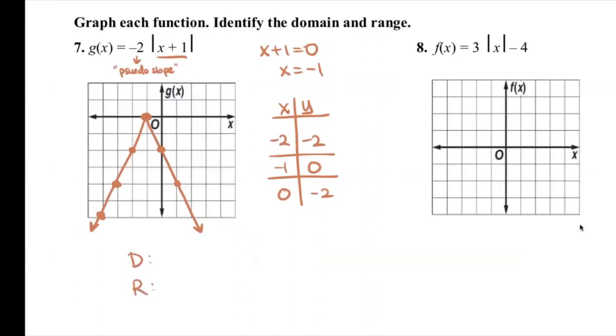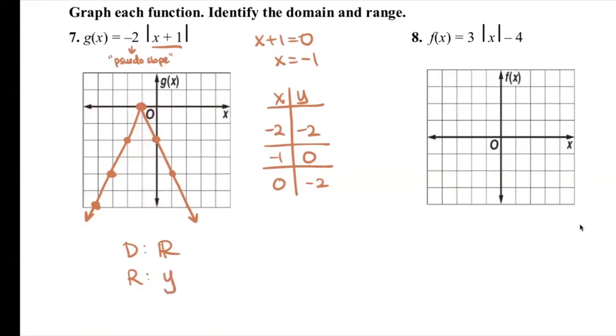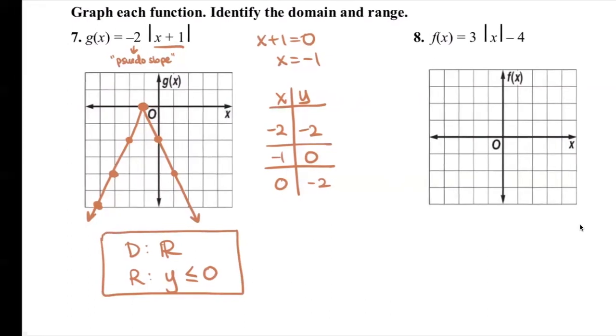All right, domain along the x-axis, I have graph everywhere since it goes forever to the left, forever to the right. And then the range, I have graph from here all the way down. All right, so it starts at 0 and it goes below. So y is less than or equal to 0. All right, and that's how you graph an absolute value function.